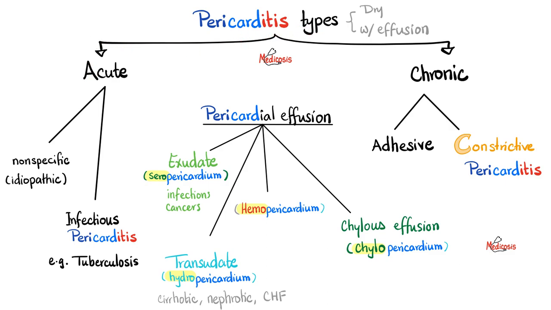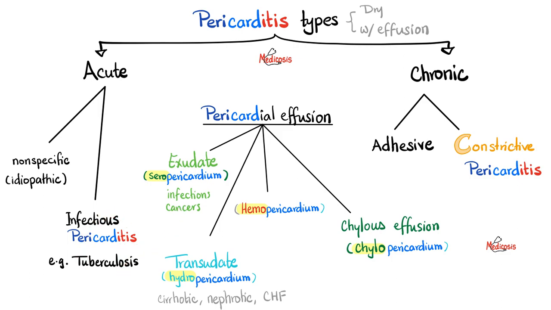You can say acute pericarditis versus chronic pericarditis. Acute pericarditis could be the non-specific idiopathic pericarditis, or could be infectious pericarditis, including bacteria like tuberculosis. Sometimes fungi can cause this as well, such as systemic disseminated coccidioidomycosis. Viruses can cause it too.